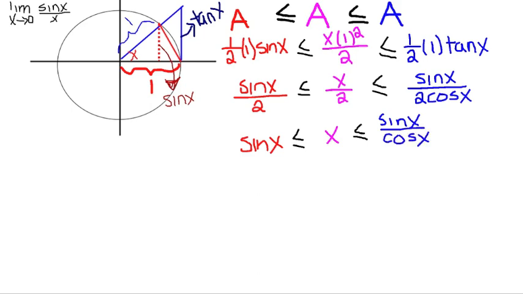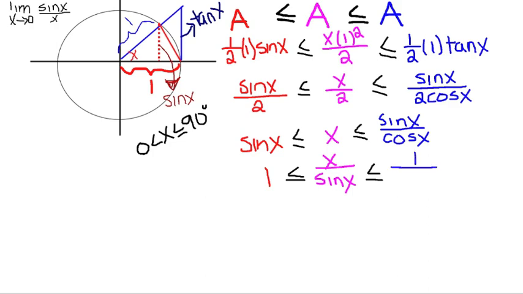Because I have formed the triangles with the x-axis, my angle x is restricted between 0 and 90 degrees. So if I now divide everything by sine of x, I'm not dividing by a negative number, which means the direction of my inequalities does not change. So if I divide everything by sine of x, I have 1 is less than or equal to x over sine of x, which is less than or equal to 1 over cos of x.